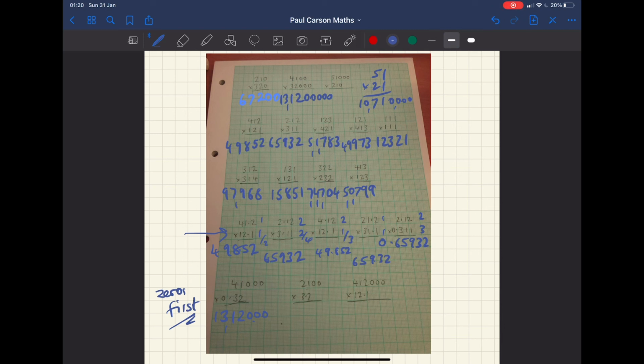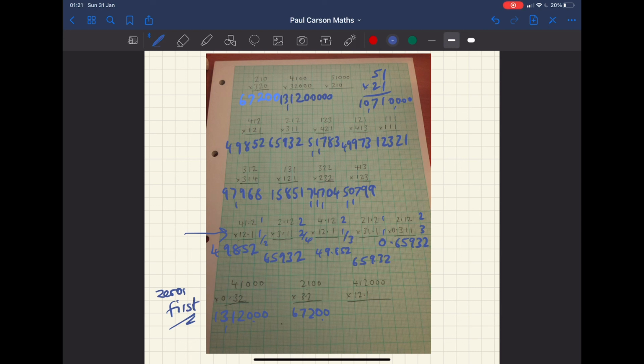Next one, 21 times 32, or 2100 times 3.2. So ignore the decimal point, ignore the zeros. So we've got 2, 4 and 3 makes 7, 2 3 is 6. Put the zeros in first, and then a decimal point. So the answer is 6720.